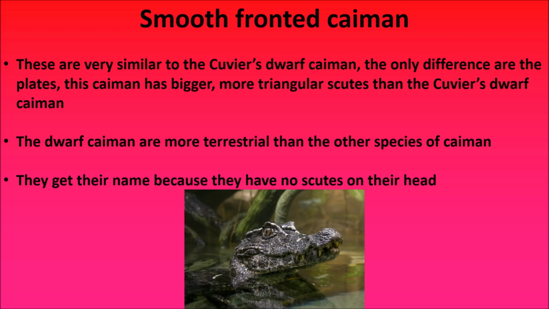They get their name because they have no scutes on their head, unlike the Cuvier's dwarf caiman, which often does have scutes on the head, actually.